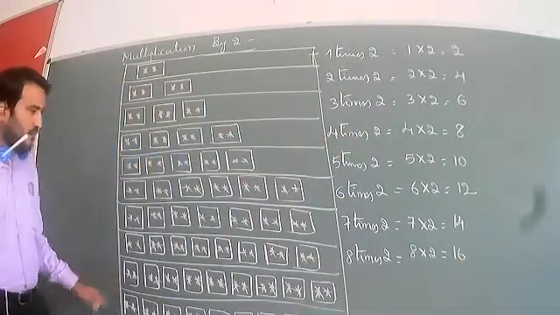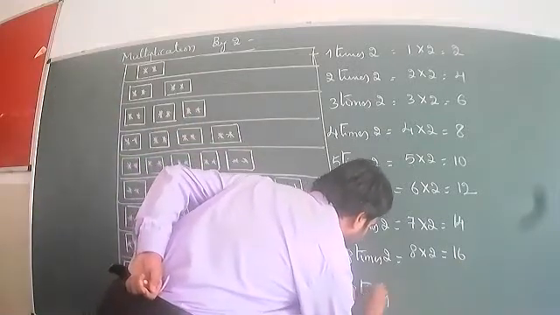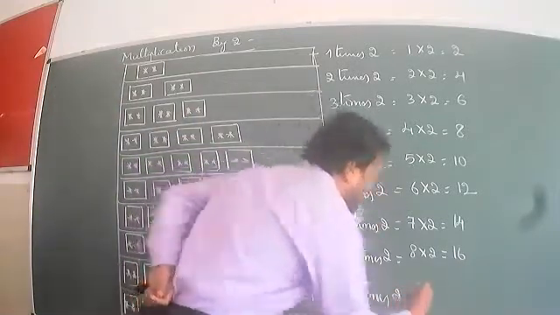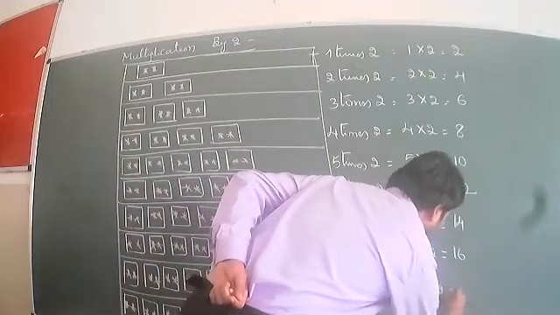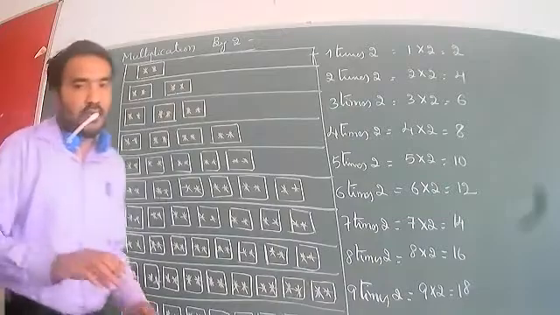Next one. How many times 2? 9 times 2. So we get 9 into 2 is 18. Next, another one, finally the last one.